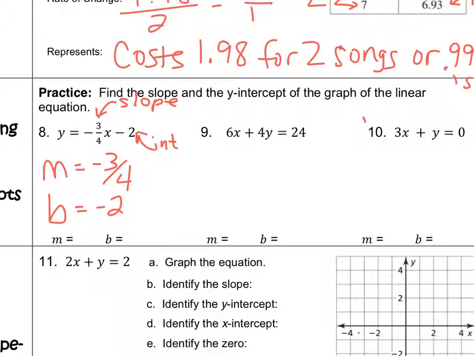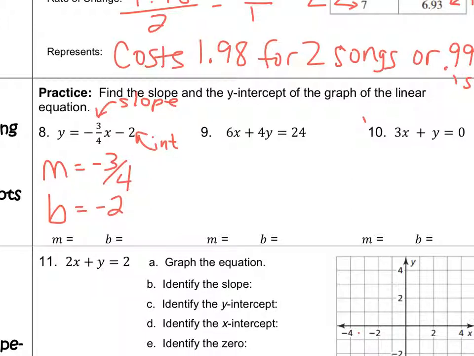Okay, so now let's look at number 9. Number 9, you've really got 2 options. We can use it like it is in standard form and find our 2 intercepts. That's the way I would recommend doing it. Or you could solve it for y. That's the other way to do it. The reason I'm not going to solve this one for y is I can see that I'm going to have to divide by that 4, and it's going to make kind of a fraction. So I'm going to show you how to do it with the x and y intercepts instead.